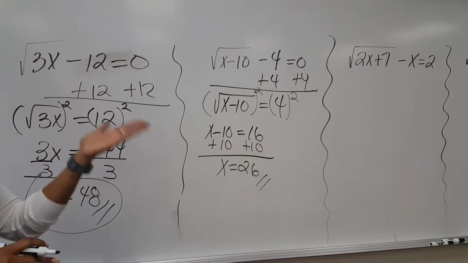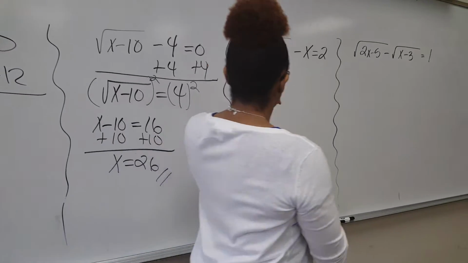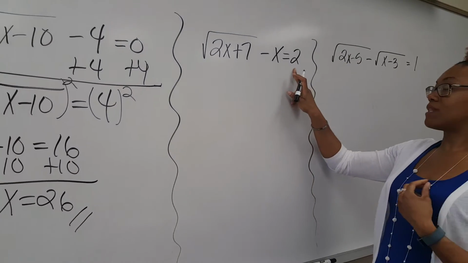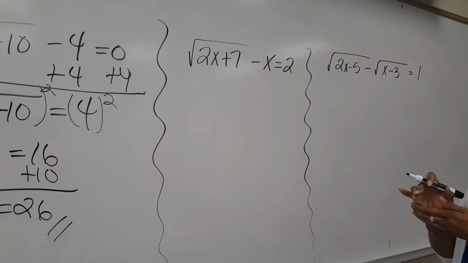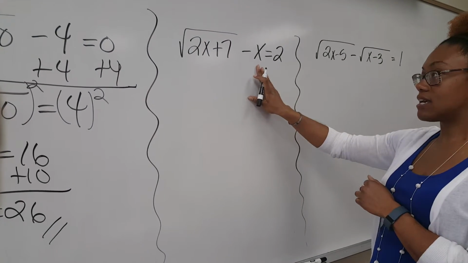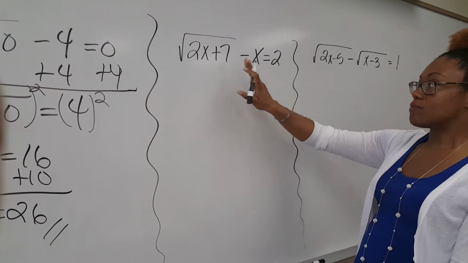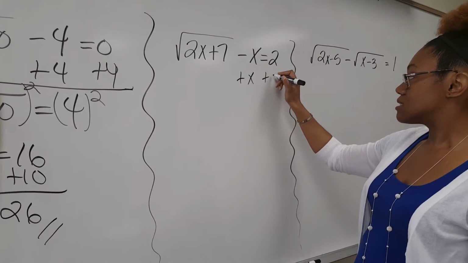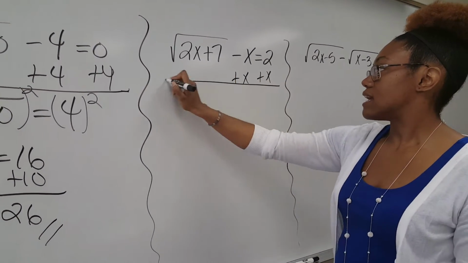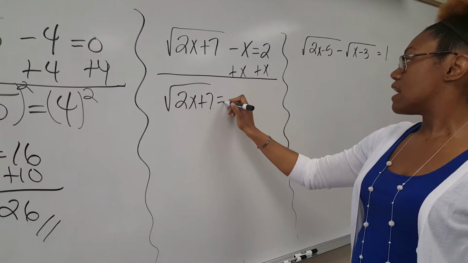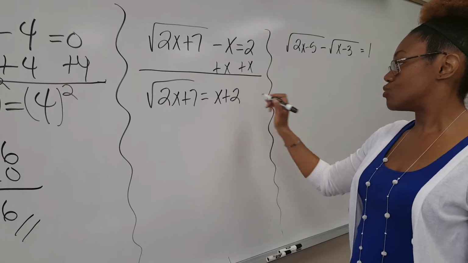Now, let's go one more step further up from there. Here I have the square root of 2x plus 7 minus x equals 2. So I want to, again, solve, but here I have an x underneath the radical and an x on the outside. That's fine. We still need to get the square root by itself. So I add an x to both sides, and this will give me the square root of 2x plus 7 equals x plus 2.